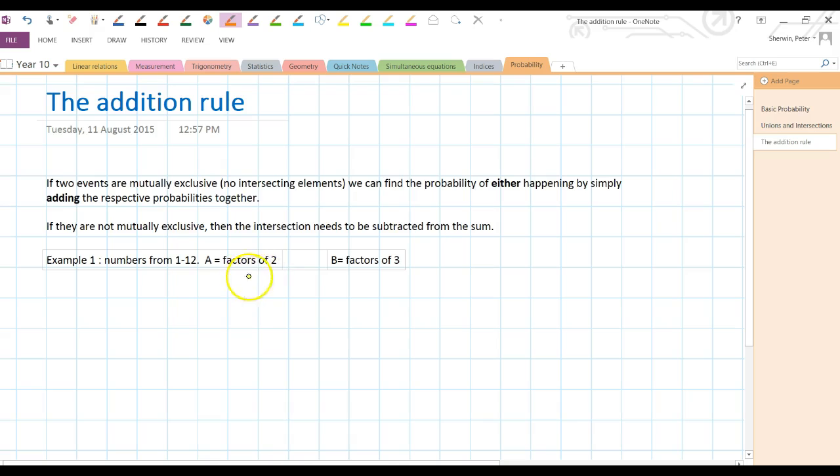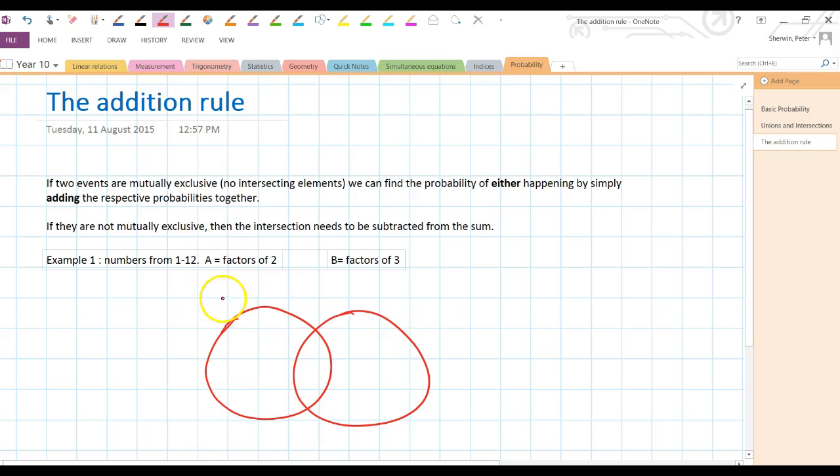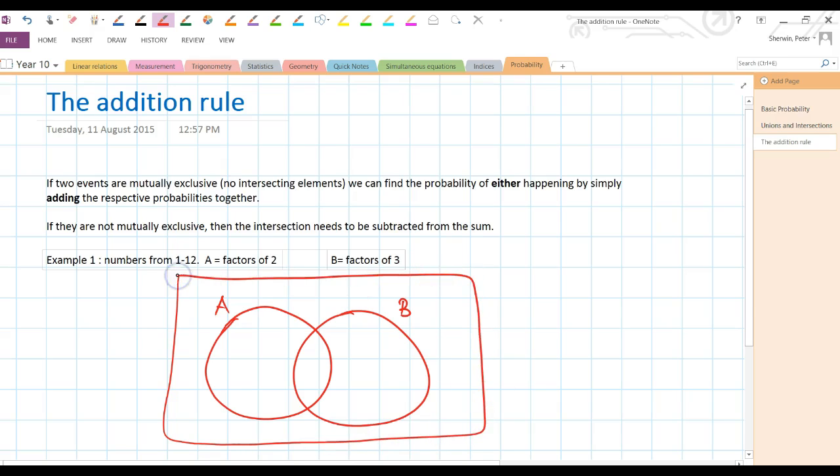Numbers from 1 to 12. Set A are the factors of 2 and set B are the factors of 3. So if we have a look here at a Venn diagram, where this is set A here and this is set B here, and then we frame it. So we go through the numbers from 1 to 12. Number 1 is going to sit outside, it's not a factor of 2 or 3. Number 2 is going to sit in here. 3 is going to sit in here. 4 is going to sit in here.